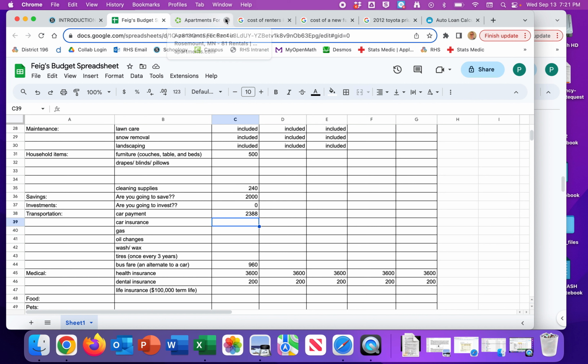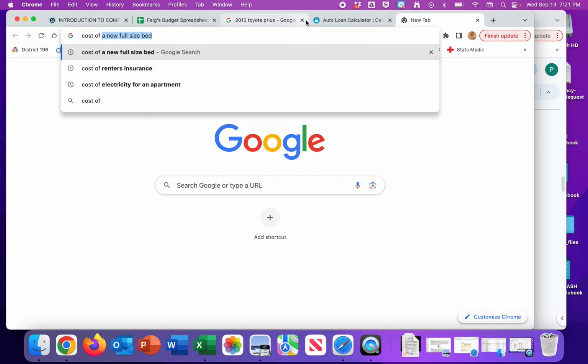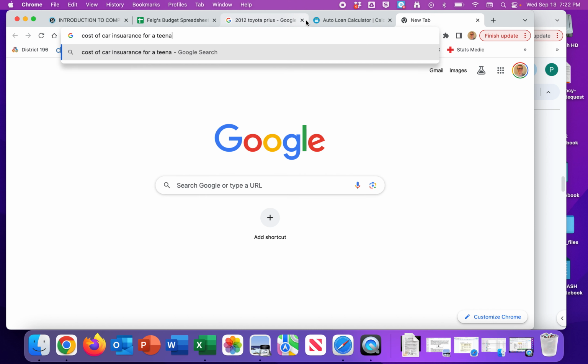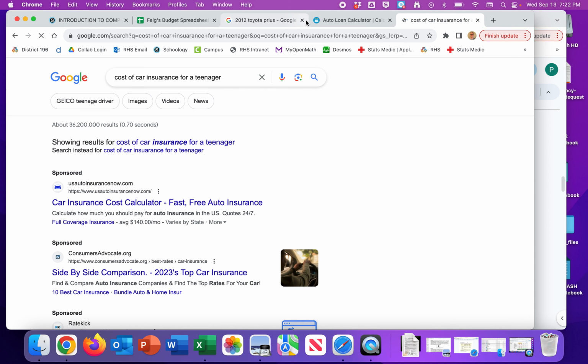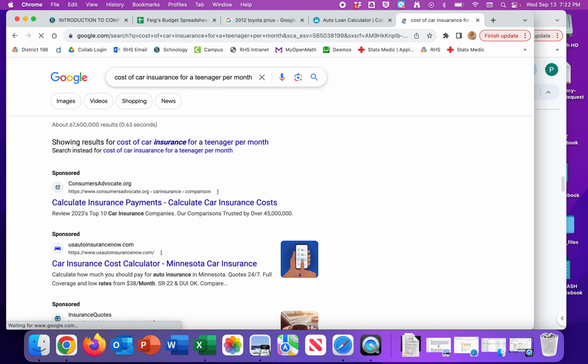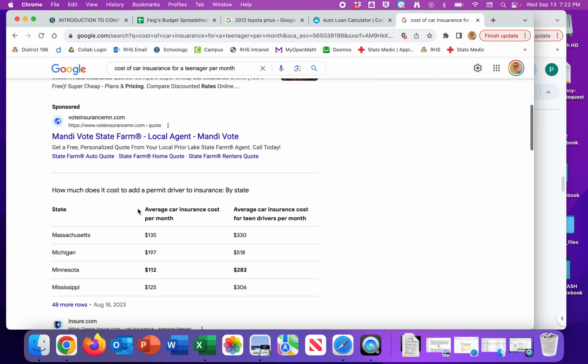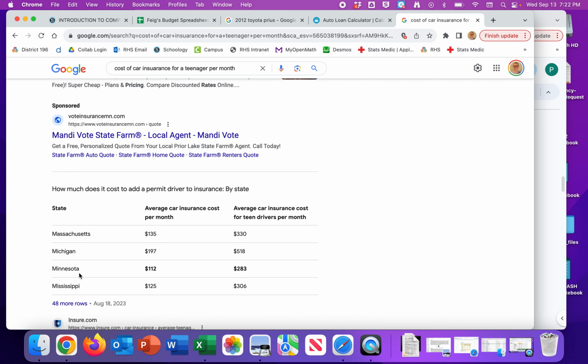I'm going to close some of these tabs. I got so many. Cost of car insurance. Let's say for a teenager, per month. And I know there's some variables here like your grades, your driving history, all of those things. Here you go. Minnesota, average cost per month for teen drivers.